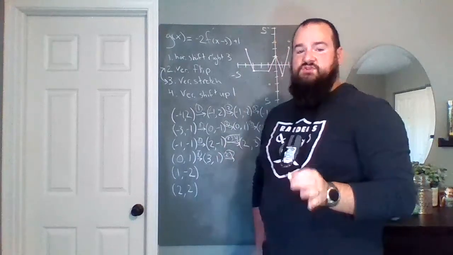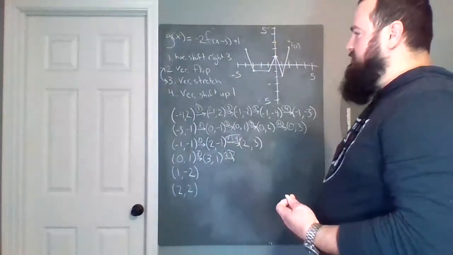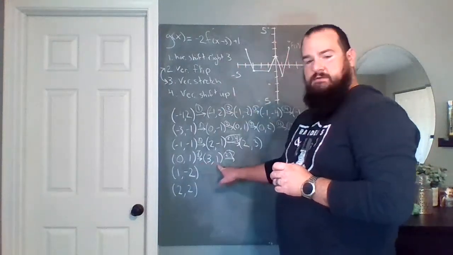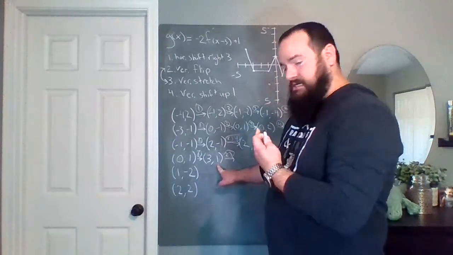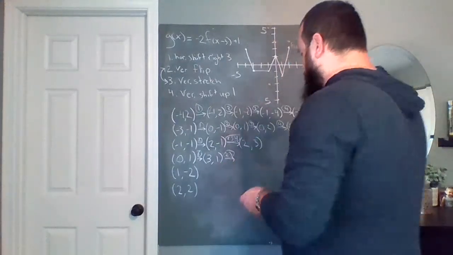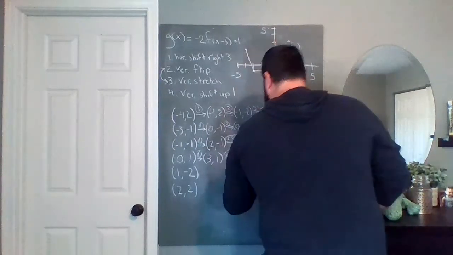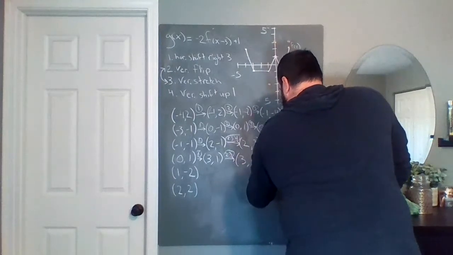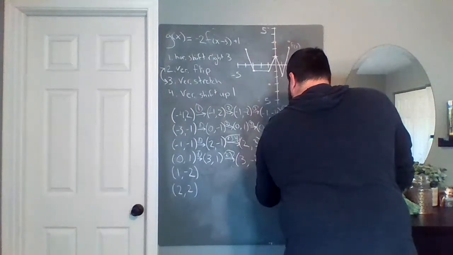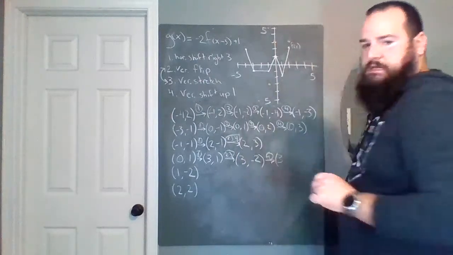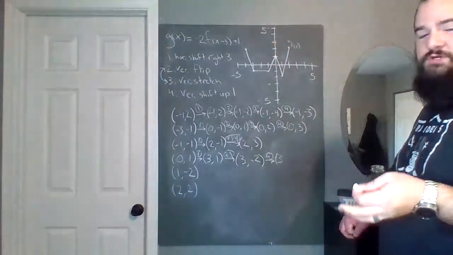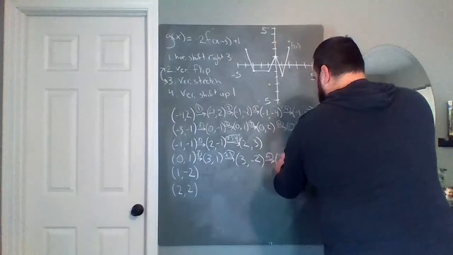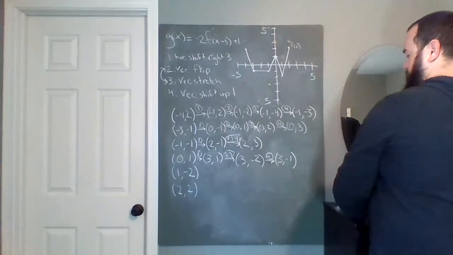Now I'm going to do steps 2 and 3 at the same time. I'm going to do a vertical flip and a vertical stretch. I'm just going to multiply our output by -2 in this case. So we're at the point 3, 1. Now we're going to be at the point 3, and 1 times -2 is -2. Okay. Now the last step, step 4, vertical shift up 1 unit. So we're just going to take that -2 and go up 1. So we're at 3, -1.